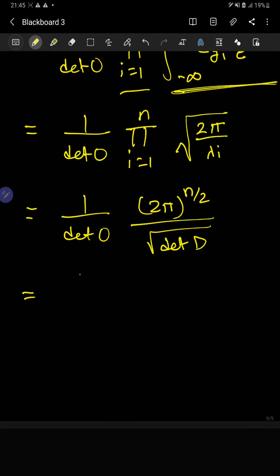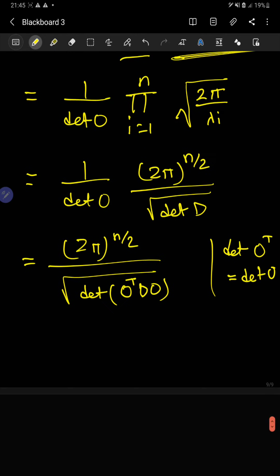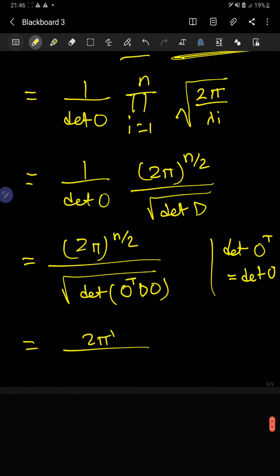How do we do that? We take this. We have determinant of O, two determinants of O, and notice, if you remember this, determinant of the transpose of a matrix is the same as determinant of the matrix itself, because determinant is a scalar variable, it doesn't change, so there's that. So determinant of O transpose D O, this is basically our matrix A.